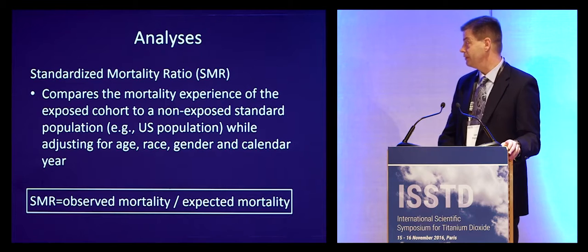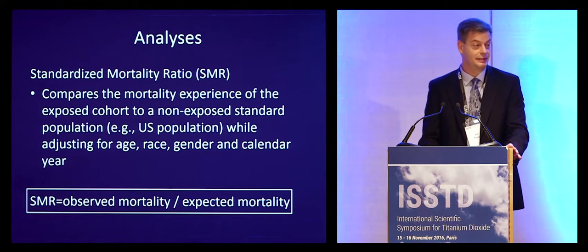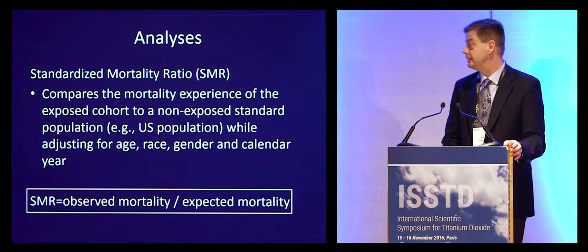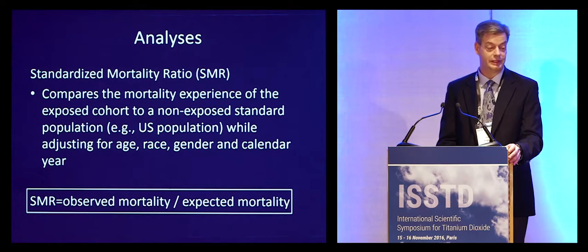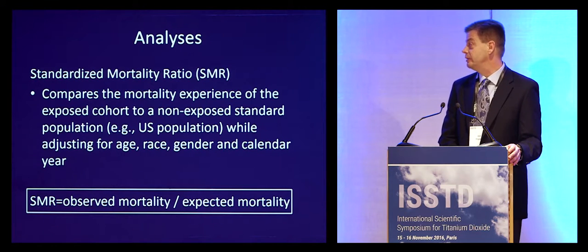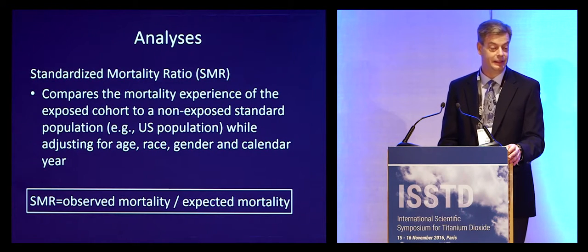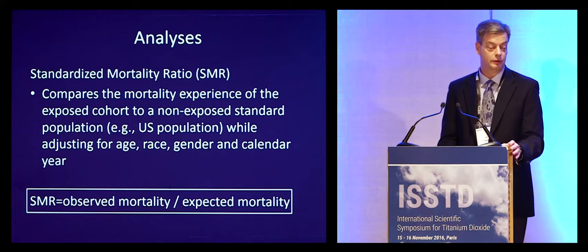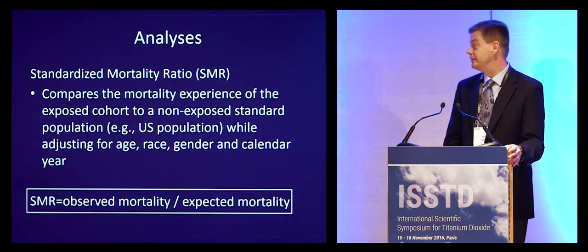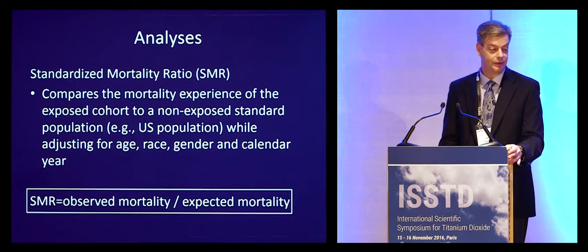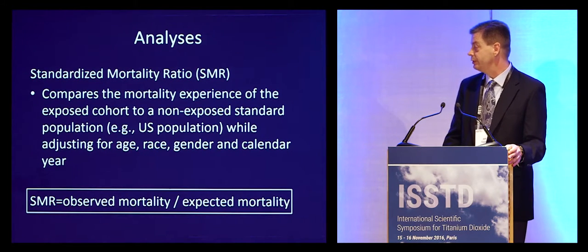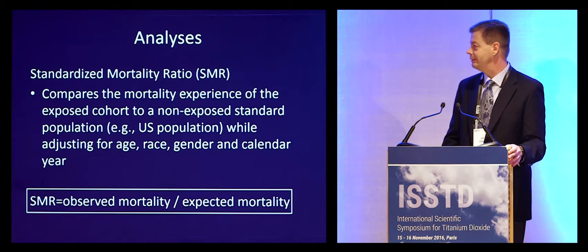Okay, here's just a brief overview of how we do the analysis. I wanted to talk about the standardized mortality ratio. You'll see a lot of that in these types of studies. Really, this is similar to the ratio I showed you before. It just compares the mortality experience in the exposed to a non-exposed standard. And in these types of studies, the non-exposed standard is usually the general population. In the U.S., it's either the state or the nation. These measures you can adjust for age, race, gender, and calendar. So as I put at the bottom there, it's really observed mortality over what you would expect in the general population.